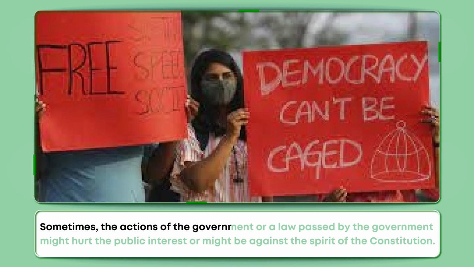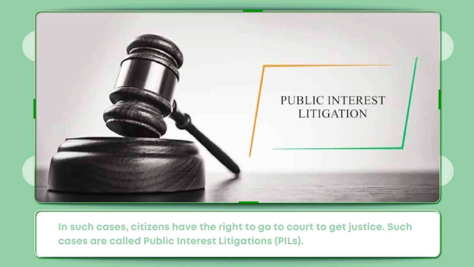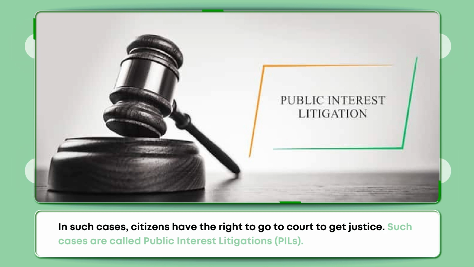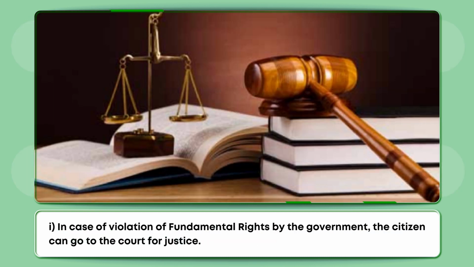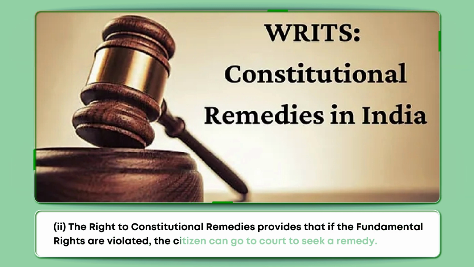Sometimes, the actions of the government or a law passed by the government might hurt the public interest or might be against the spirit of the Constitution. In such cases, citizens have the right to go to court to get justice. Such cases are called public interest litigations, PILs. In case of violation of fundamental rights by the government, the citizen can go to the court for justice. The right to constitutional remedies provides that if the fundamental rights are violated, the citizen can go to court to seek a remedy.